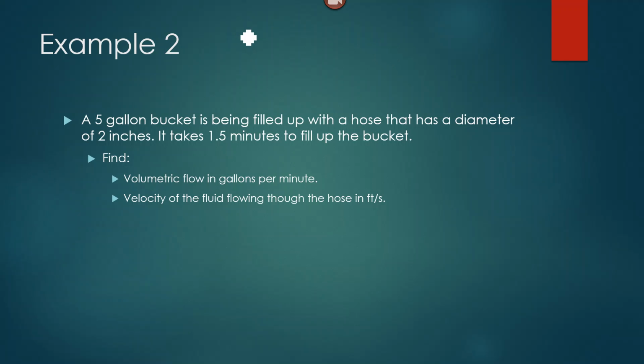So first of all, we have Q equals a volume divided by time. So we can say it is 5 gallons divided by 1.5 minutes. It's going to give us a volumetric flow rate of 3.3 gallons per minute. And that's also written as 3.3 GPM. You'll see that quite often.